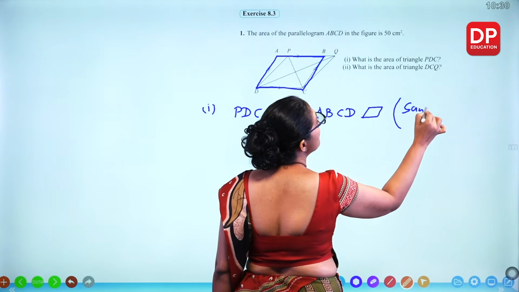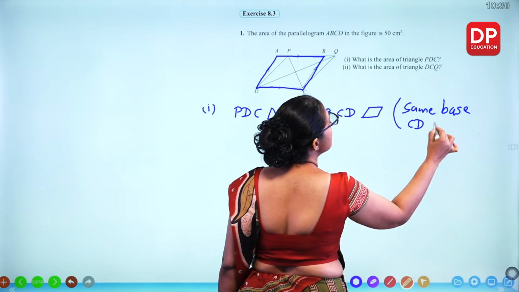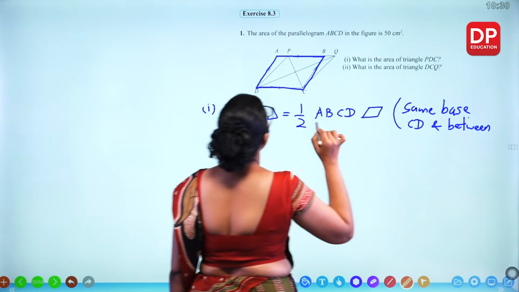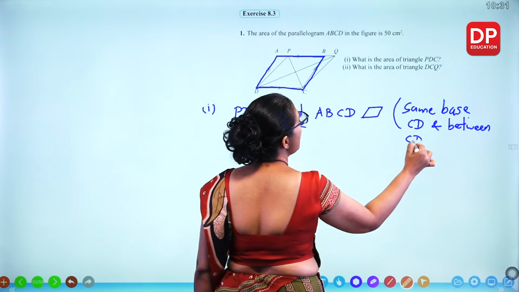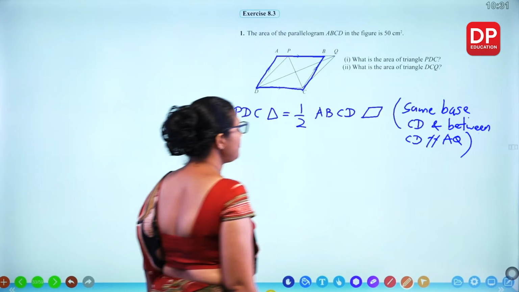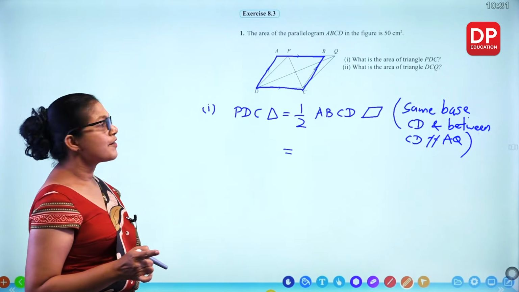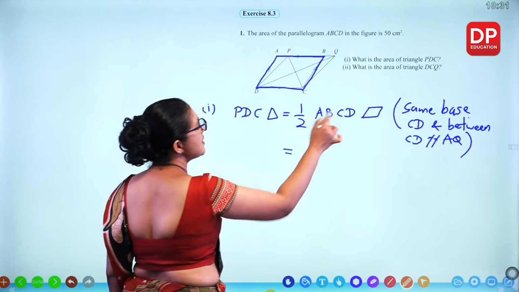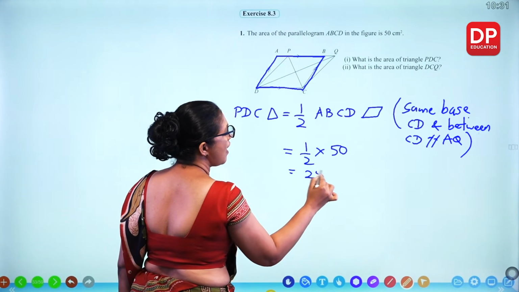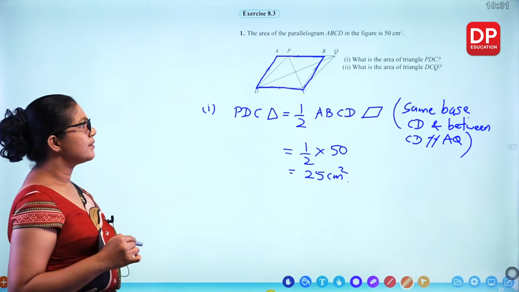Same base CD and between same pair of parallel lines CD and AQ. But we know the area of the parallelogram is 50. So what's the half of 50? You get 25 square centimeters for the area of the triangle.